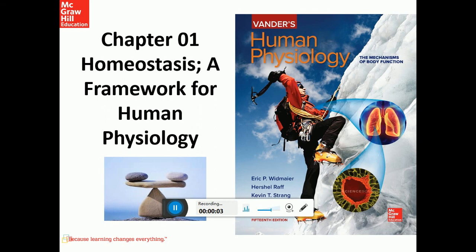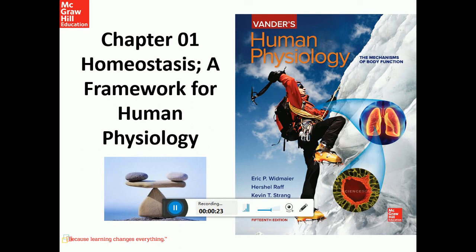Chapter 1, we'll be talking about homeostasis. If you break down that word, homeo means the same, and stasis means to stay the same, which seems like a redundant name. But the whole aim of homeostasis is to keep everything in the body within a stable range.